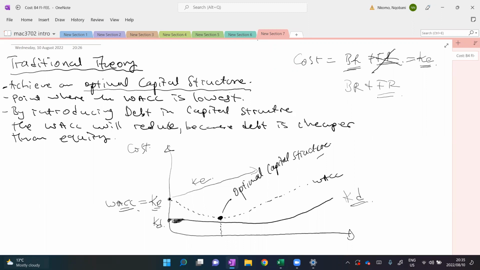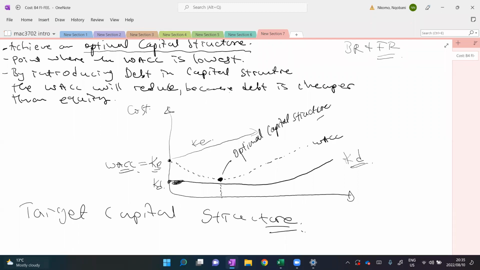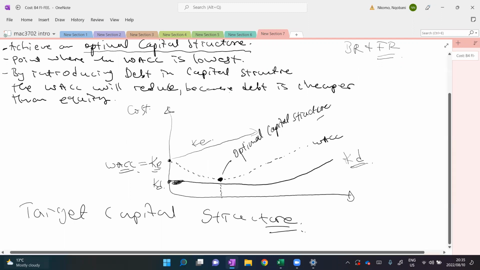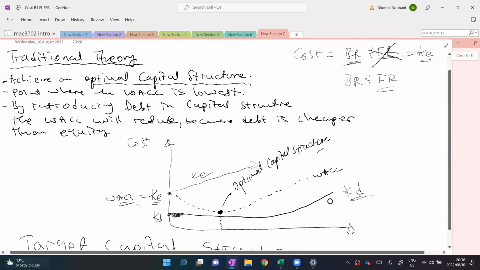So traditional theory states that the entity will be able to achieve an optimal capital structure. You will see that in other questions, they will call it the target capital structure. Are we together? That target capital structure is simply the point where the WACC is lowest. So the optimal capital structure will be where the company minimizes its weighted average cost of capital. And this is the point where the company value is maximized. So if you've got a cheaper source of capital, the value of the entity will also be maximized. Are we clear with the traditional theory?